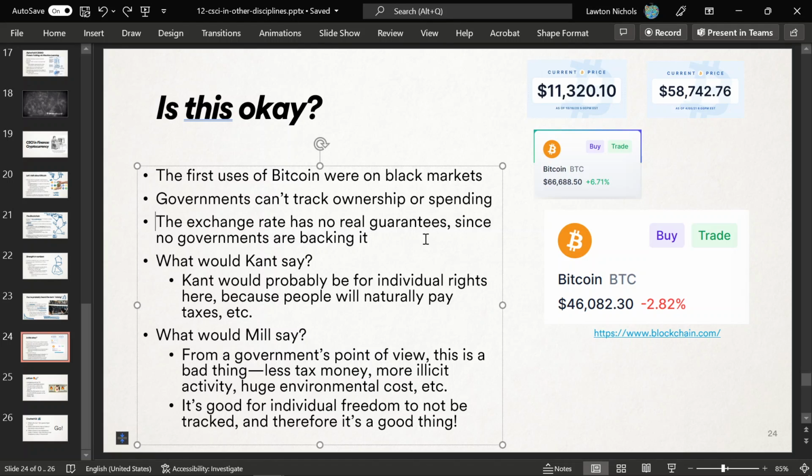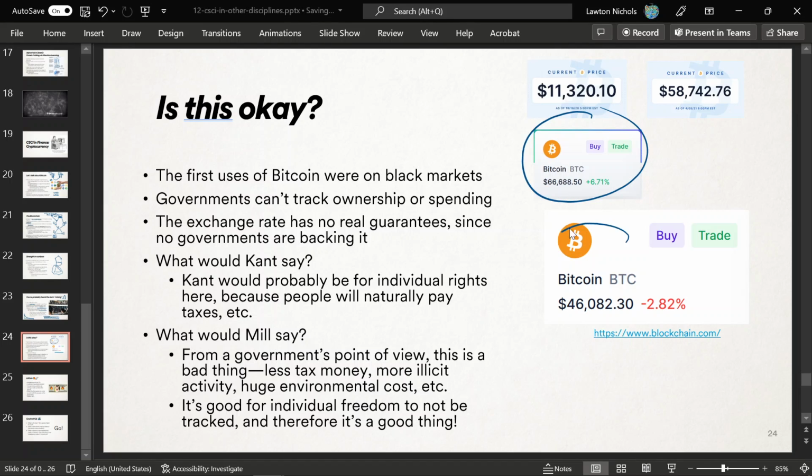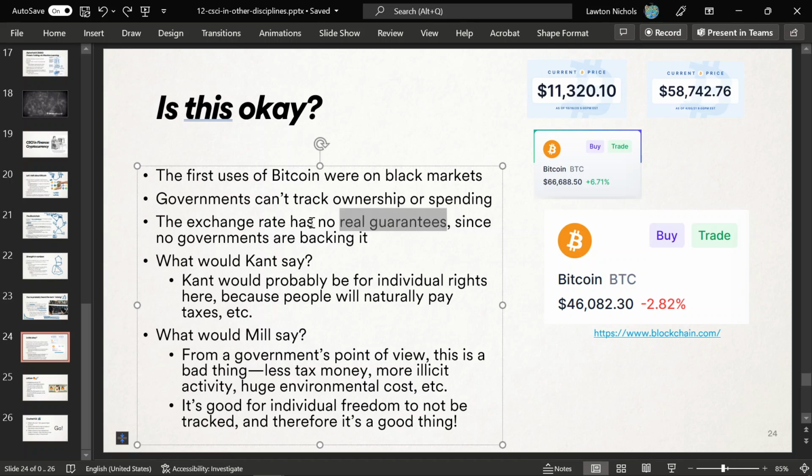Also, as these pictures on the right tell you, the exchange rate of Bitcoin, like one Bitcoin to how many US dollars, you have no guarantees about it. Like it got up really high, and then now it's back down. Maybe one day it's going to be even lower or even higher. We're not sure. It's like stocks. So there's no real guarantees in how much money you're going to get a year from now if you own a Bitcoin. Nobody knows. And partially, the reason for that is that no governments are backing Bitcoin.